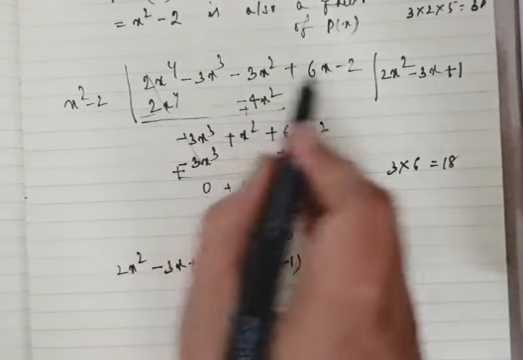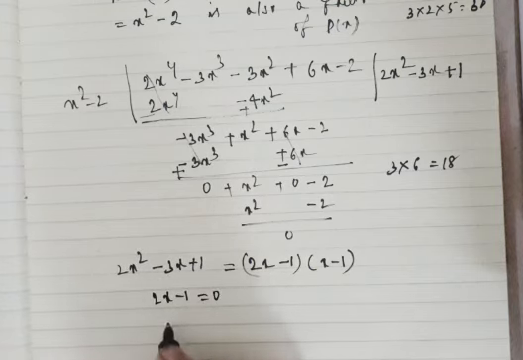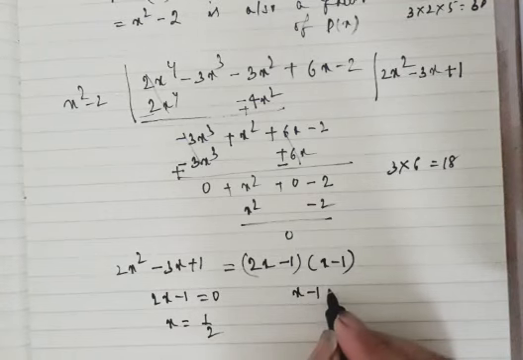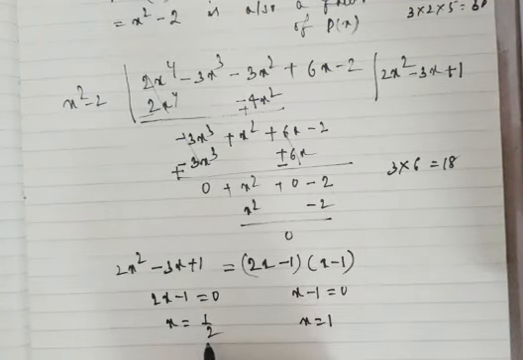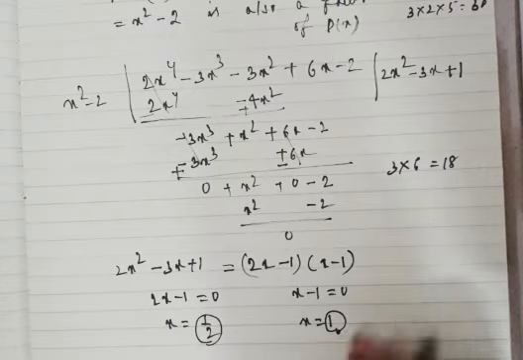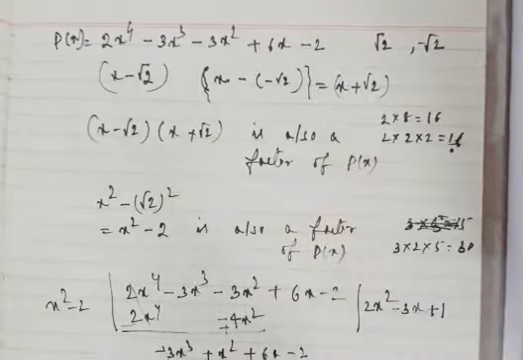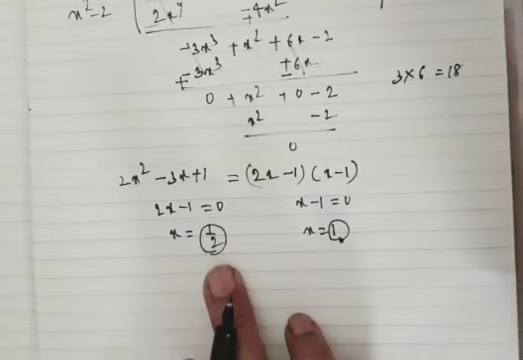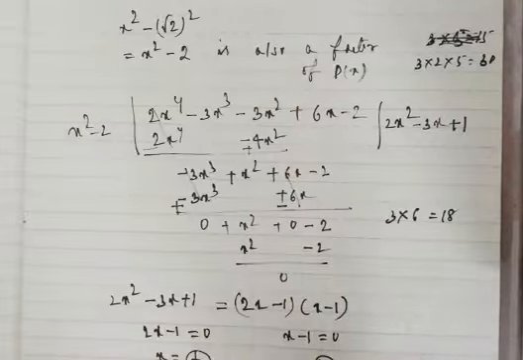If this is a factor of this, now by equating 2x minus 1 to 0, x equal to half, and by equating x minus 1 to 0, x equal to 1. So now this is one of the 0, this is another 0. So 2 zeros already given, one is root 2, another is minus root 2, and we got another 2 zeros, half and 1. So degree 4, we have 4 zeros.